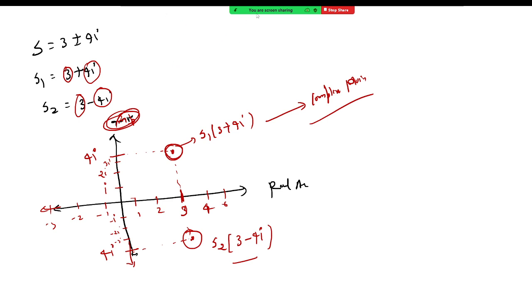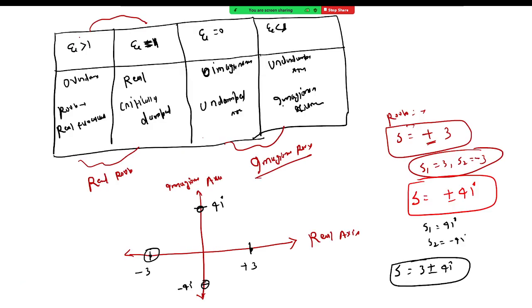Anyone has any doubt? Sir, how can we show that the system is overdamped or underdamped? Can we show it on a graph? Yeah, I'll give that. Let's understand. Till now, I think you understood this particular thing: zeta less than 1, zeta equal to 1, zeta equal to 0, and zeta greater than 1, and how the roots will look, right?